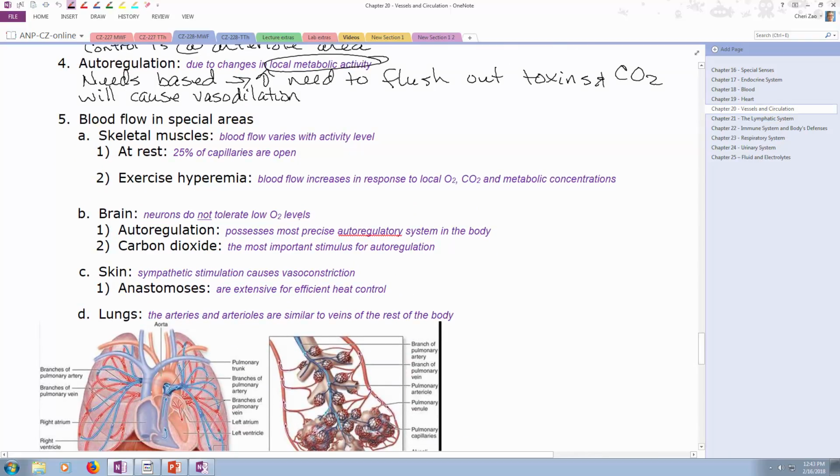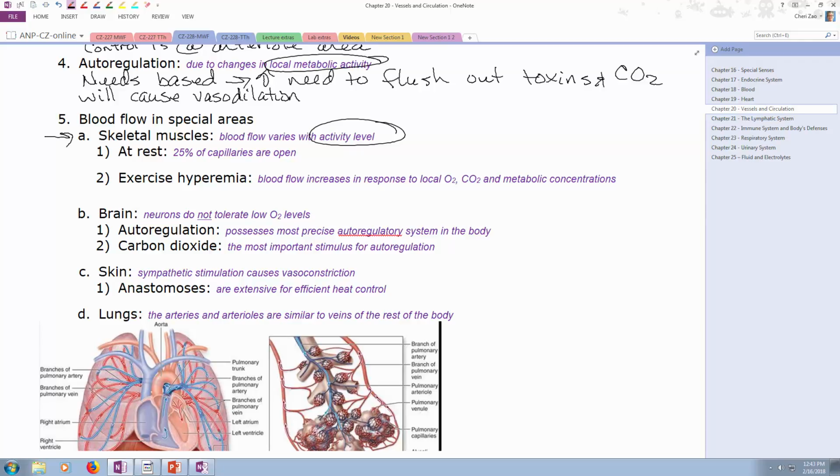Blood flow in some areas that we would like to take a look at. Skeletal muscles. Flow will vary with activity level. That makes a lot of sense. If you're sitting around, you don't need as much blood flow as if you're up running around or walking around to the skeletal muscles, for example, in your legs.